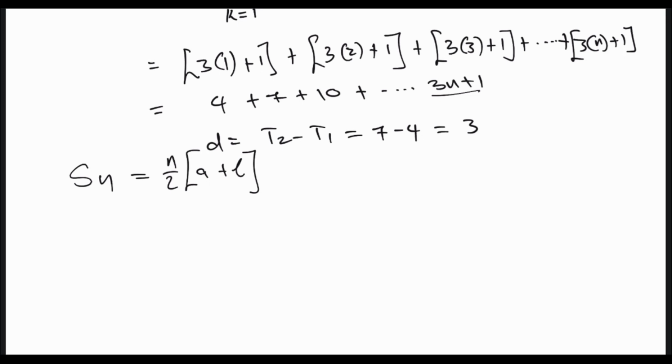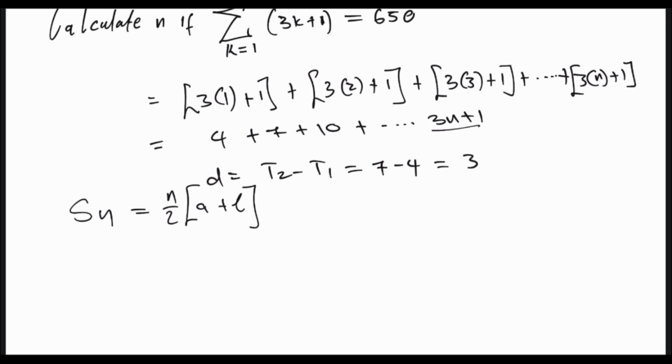Right, great. So working with this, let's plug in what we know. What do we know? We know Sn is equal to 650 and n over 2 times a plus l. But let's plug in these because we know the values of these. So the value of a is 4, the value of l is equal to 3n plus 1.